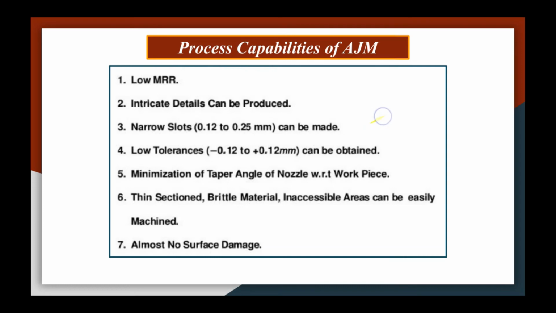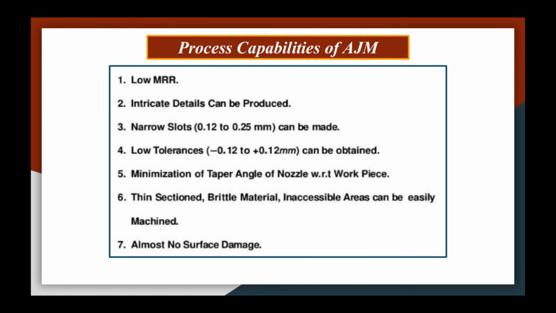Then narrow slots can be cut. The size of the slot can be 0.1 to 0.25 mm, and low tolerance can be achieved with the help of this AJM process, that is plus minus 0.12 mm. This taper can be minimized by properly setting the angle of the nozzle with respect to the workpiece.